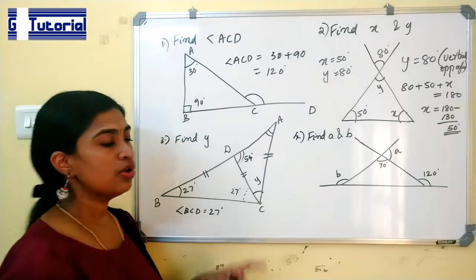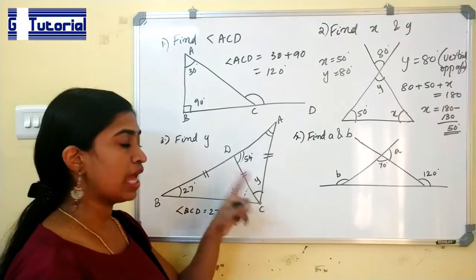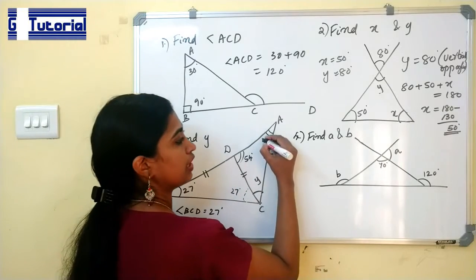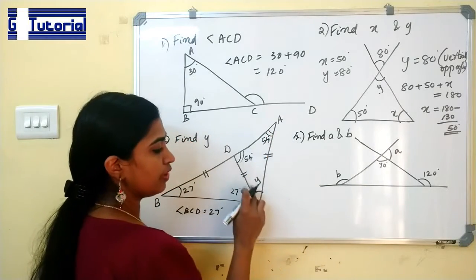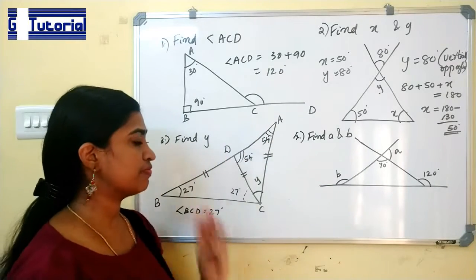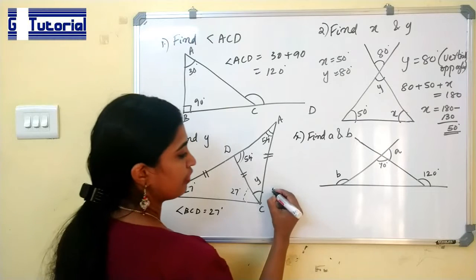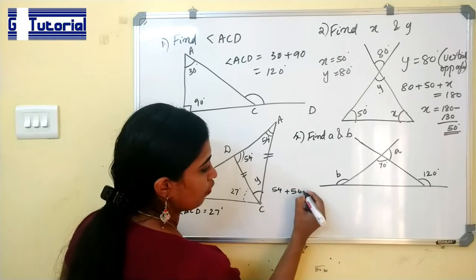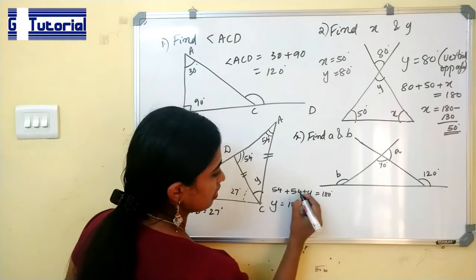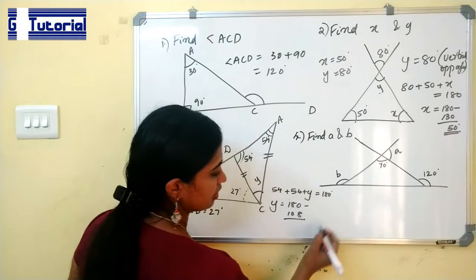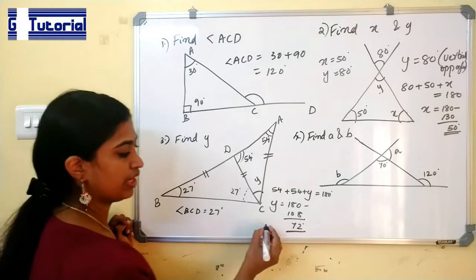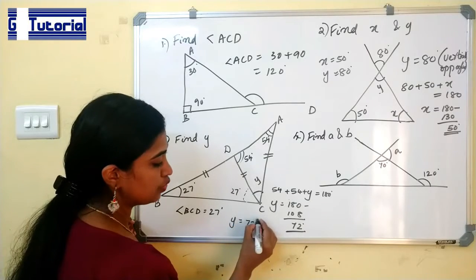If this is 54, by the property that angles opposite to equal sides are equal, this angle will also be 54 degrees. If these two are 54, we can find the value of y. Considering only this triangle, 54 plus 54 plus y is equal to 180 degrees. So y is equal to 180 minus 108, which is equal to 72 degrees. So y is equal to 72 degrees.